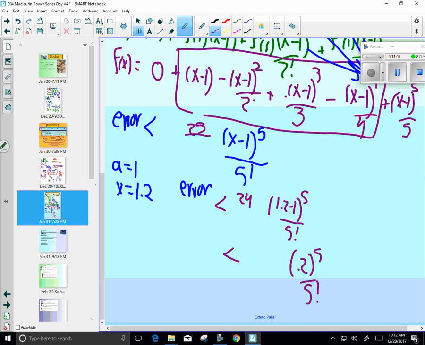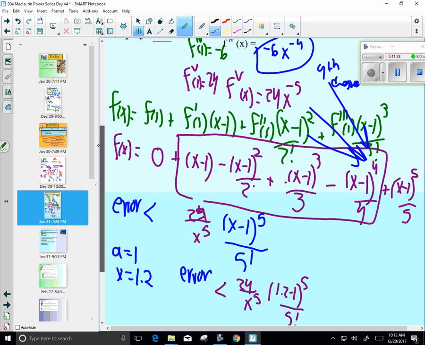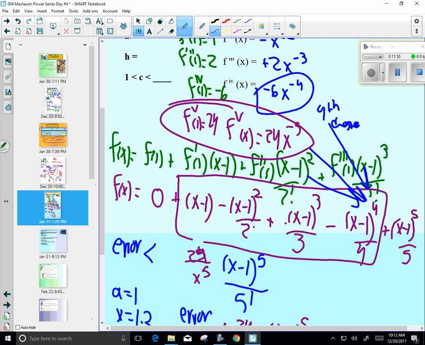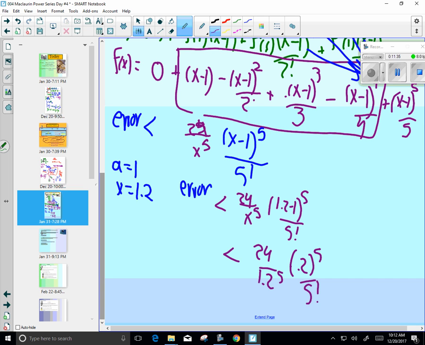24 over x to the 5th. And that's going to be 24 over 1.2 to the 5th. I want to use the next term. Don't use the one you ended up on. Use the next term, and whatever that is, that's your Lagrange error.